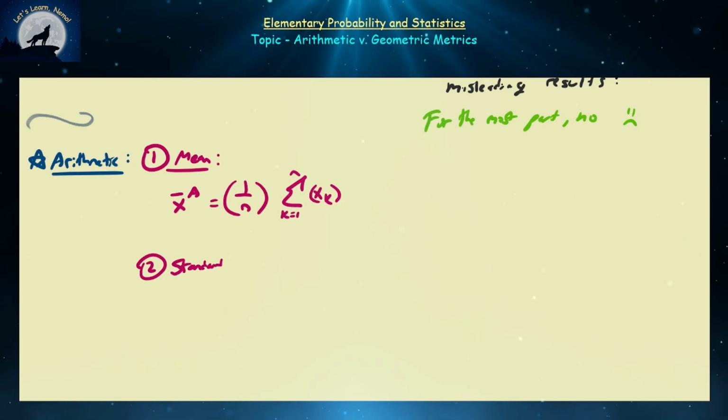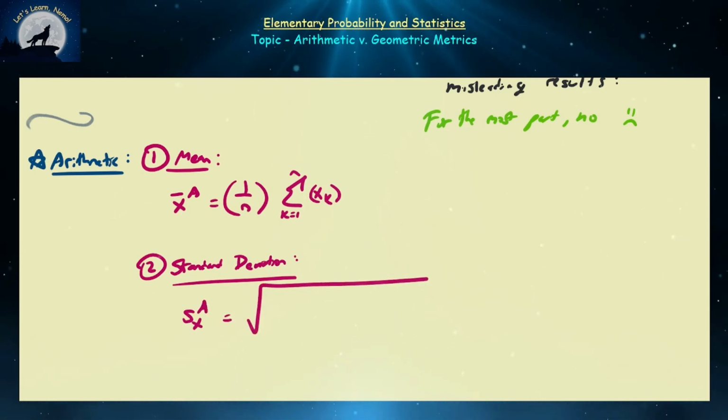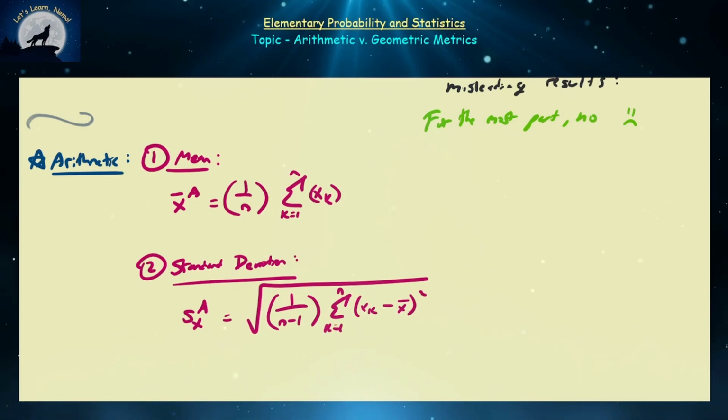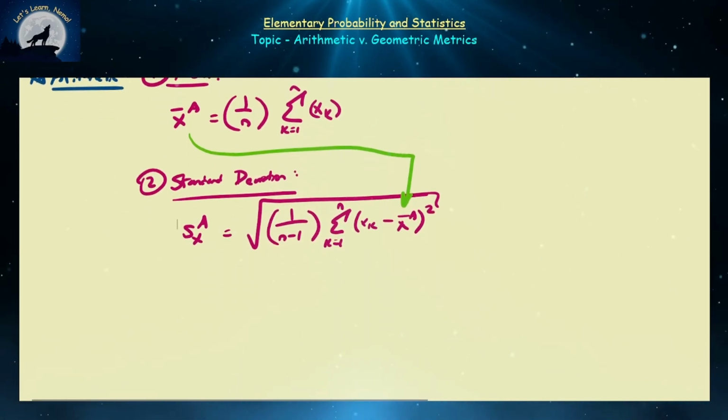So standard deviation. I'm going to represent it by Sxa for arithmetic standard deviation. And this is going to be equal to the square root of 1 over n minus 1 times the sum from k is equal to 1 to n of xk minus x bar squared. And it's very important to note that this x bar inside is the arithmetic mean, right? So we take this value and use it in this formula. So we should be doing that also for the geometric counterpart.